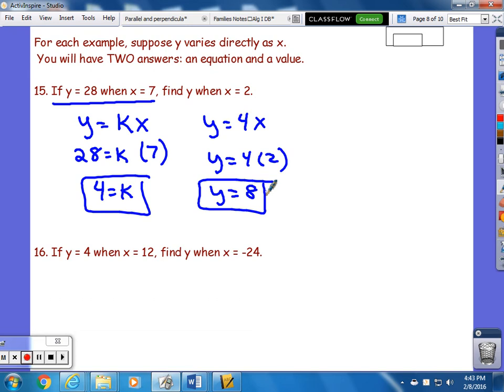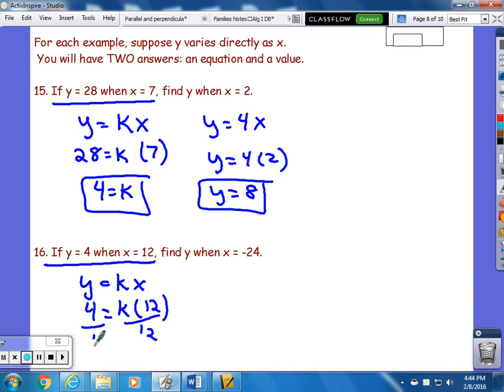So let's go ahead and do number 2. Y equals 4 when x equals 12. So they gave me a y, they gave me an x. I'm going to solve for k. Again, the form is y equals kx. 4 equals k times 12. The opposite of multiply by 12 is to divide by 12. And 1/3 is equal to k. So my direct variation equation is y equals 1/3 x.